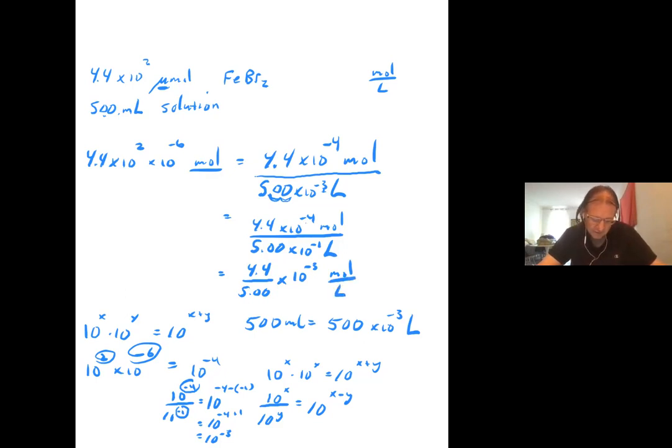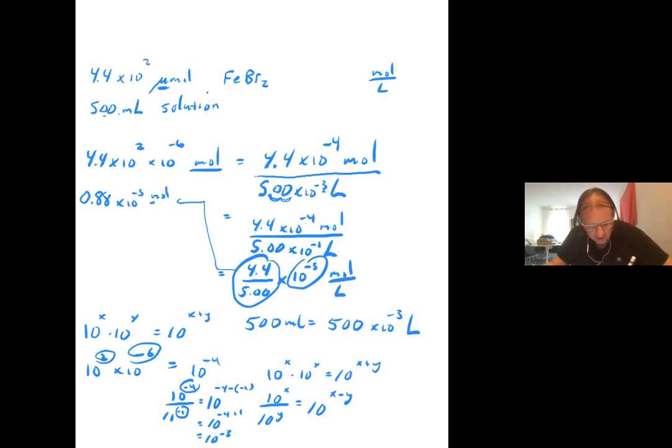Okay, so now you've got a number, 4.4 divided by 5.00. Now you have 0.88. So this would be equal to, I'm going to move it up here, this over that is 0.88. And then you just have your 10 to the minus 3.